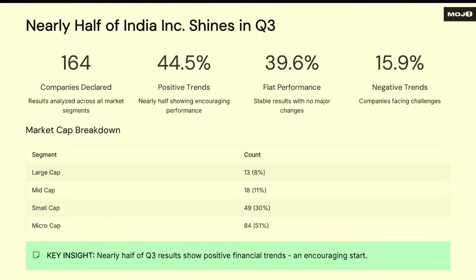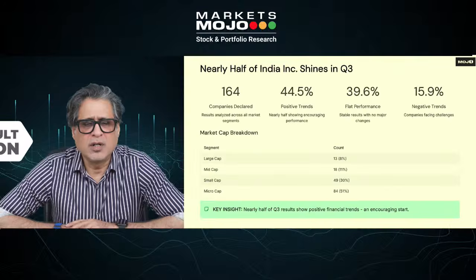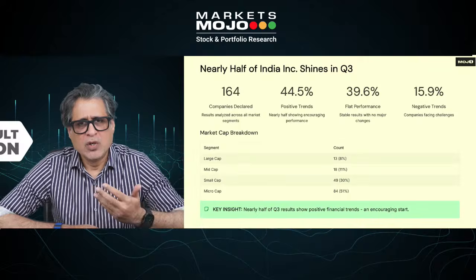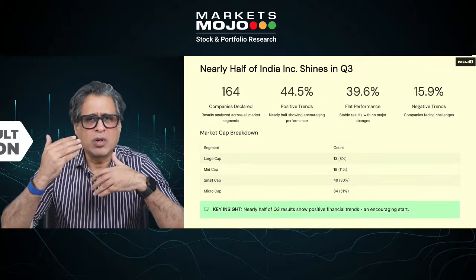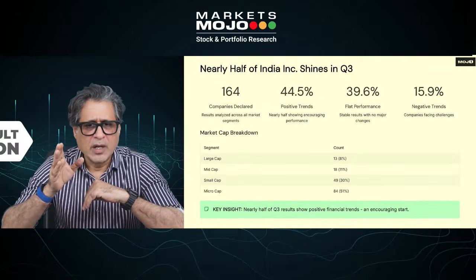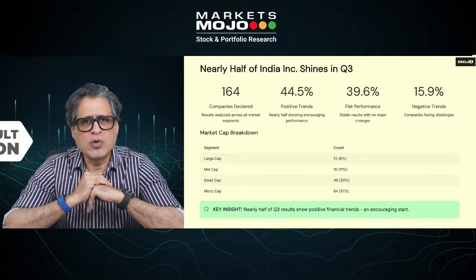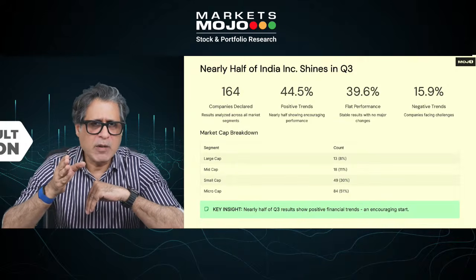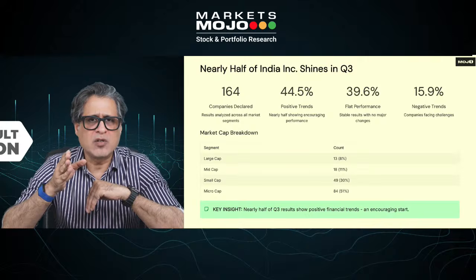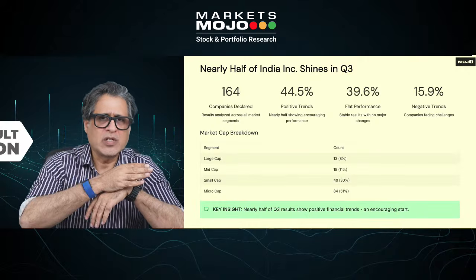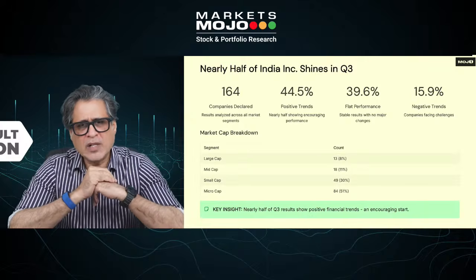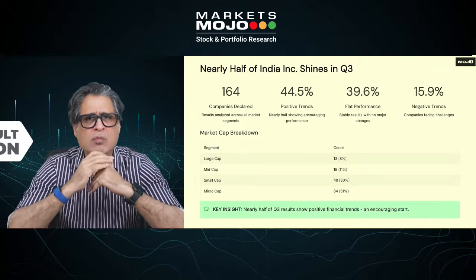The reason I'm saying that is I'm going to compare this with the last quarter's numbers, so that you will be able to compare quarter on quarter how these companies have performed. The data that I'm going to show you today is of 164 companies. The same 164 companies who've declared results so far, how they did in the last quarter versus this particular quarter. Let's look at a little bit more of the market cap distribution.